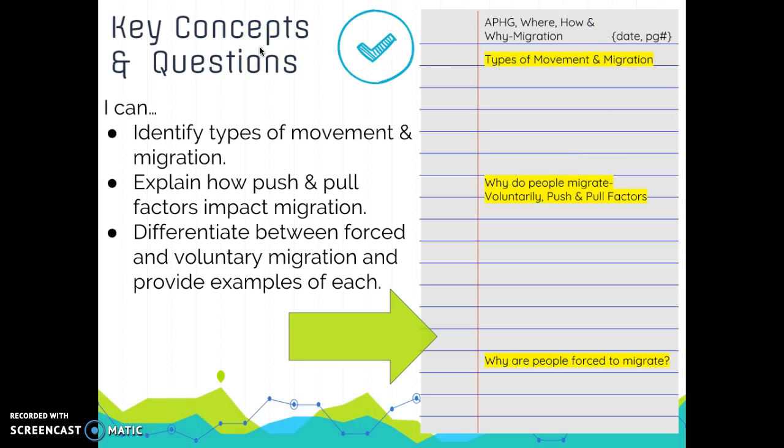By the time you finish this video, you should be able to identify types of movement and migration, explain how push and pull factors impact migration, and differentiate between forced and voluntary migration, and be able to provide examples of each. So let's get started.